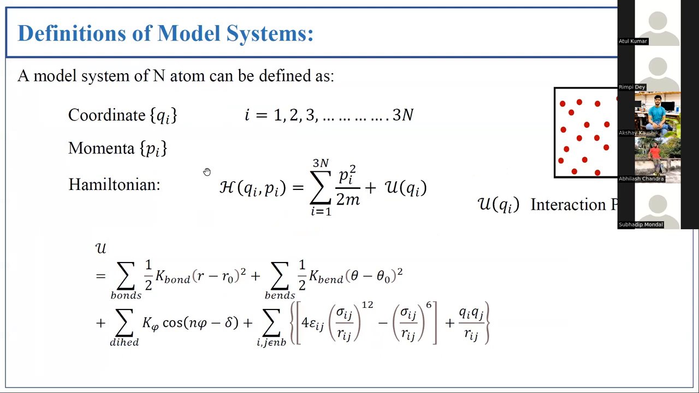So we consider a model system of an atom that can be defined by the coordinate qi and momentum pi in a phase space. So we can write the Hamiltonian, a function of coordinate qi and momentum pi, that is equal to the kinetic energy plus the potential energy. And in classical molecular dynamics, this potential energy term is given by the following equation, where the first three terms constitute intramolecular energy due to bonding and connectivity, and the last term describes non-bonded interactions.